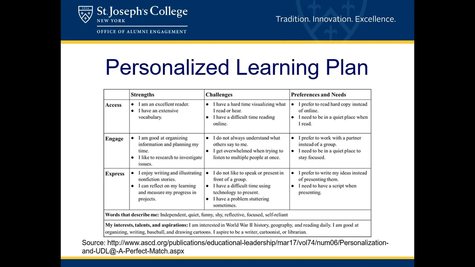Okay, as far as expressing and engagement, you can look here a little bit, but it says that some kids are very good at organizing information and planning their time. But this one particular student also gets overwhelmed when trying to listen to multiple people at once. So already you can see with this type of student, they're going to need a little bit of a quiet space to read in. They're also going to want to work maybe just one-on-one. They might just want to work with one partner versus a large group.